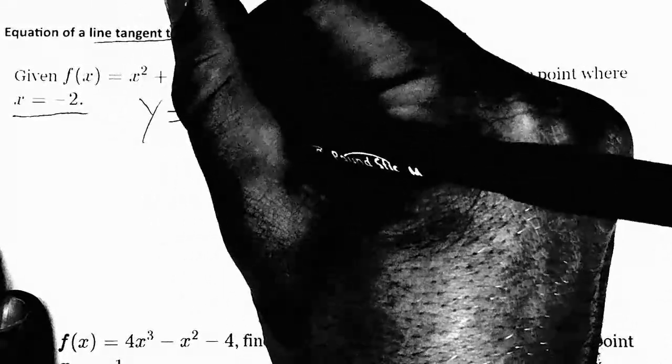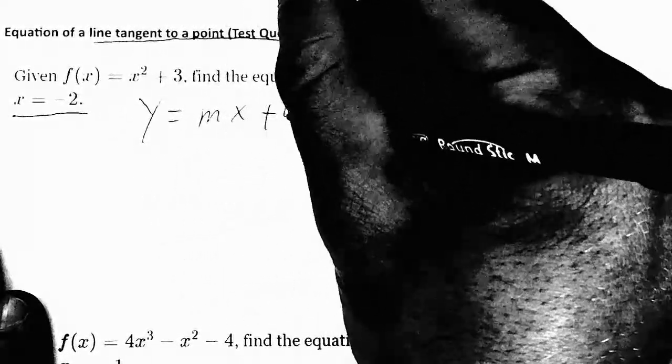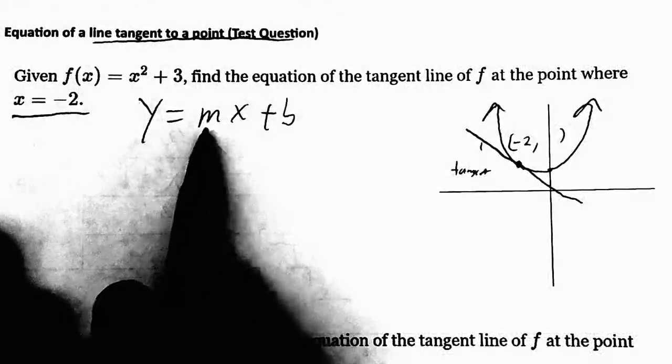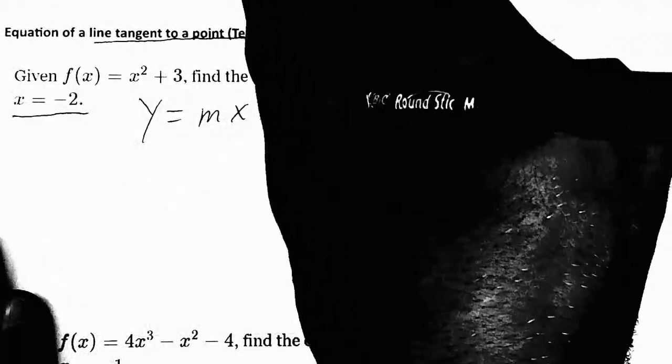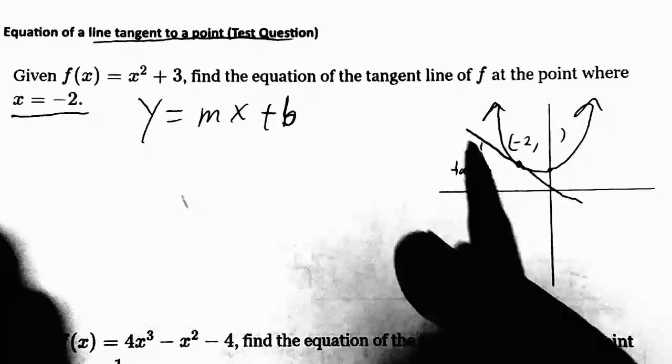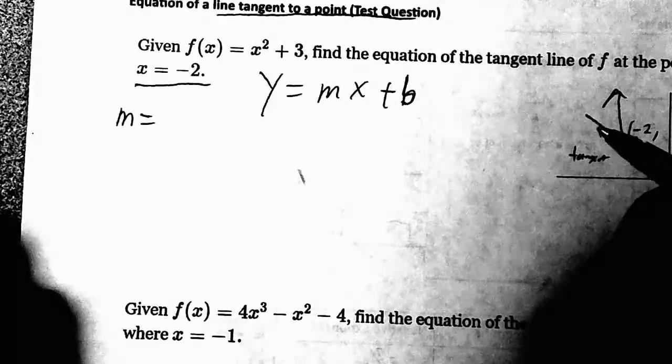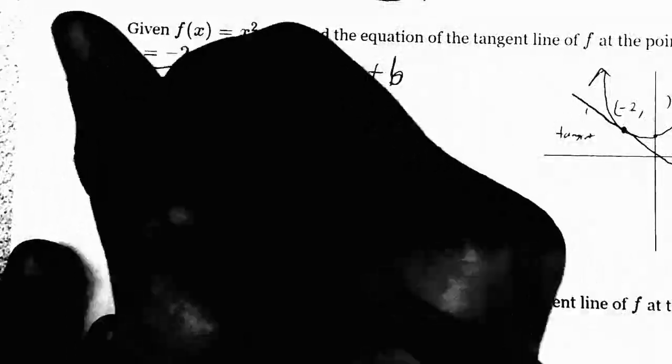So to find an equation of this line, I know that the equation of a line is y equals mx plus b, right? So I need to find my m and my b. The m is the slope, right? So I'm going to write down what I need over here. My m is the slope. I need that. I also need to find my b.